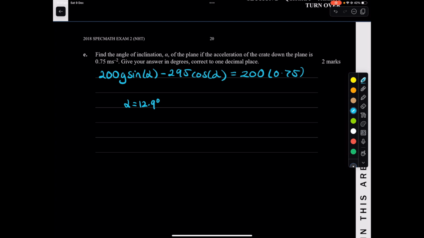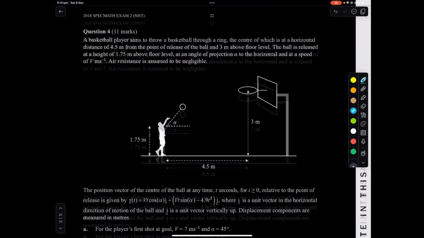So give your answer in degrees, correct to 1 decimal place. And we've done it nicely. Great. Next question. Question 4.